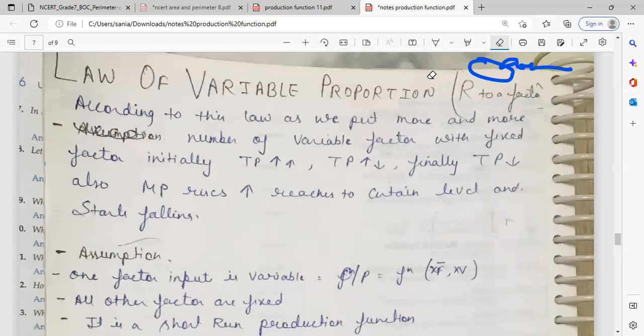So if I ask you what is the law of variable proportion, you will say: according to this law, as we put more and more variable factors with the fixed factor, initially TP will increase at increasing rate. So instead of writing this, you can even write increasing at increasing rate. Then TP starts increasing at diminishing rate. Finally, TP starts falling. And also MP rises, reaches a certain level and starts falling.